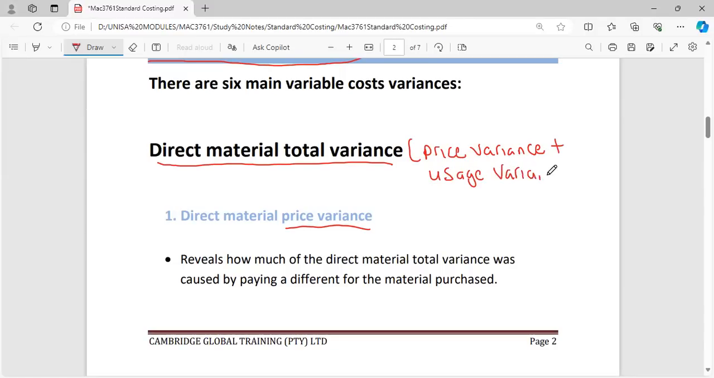So if the question requires you to prepare in total, you can prepare the price variance and the usage variance, then you add them together. So that's going to be your direct material total variance. So what are we going to look at when we are dealing with a direct material price variance? A direct material price variance is all about the price, which means you are going to look at the actual price and the standard price.